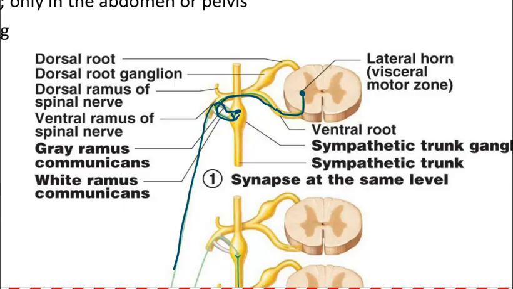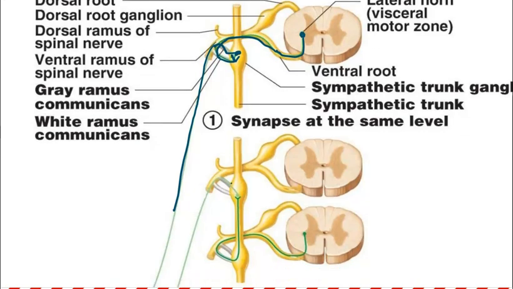So you can see that the preganglionic fiber in nature is very short, because all it needs to connect is the spinal cord and the chain of ganglia. Am I making sense? Postganglionic fiber is super long, because it goes all the way to an organ. Now, postganglionic fibers are not really myelinated, so they leave through the gray ramus communicans.